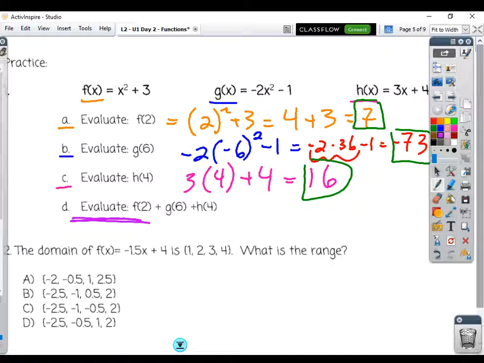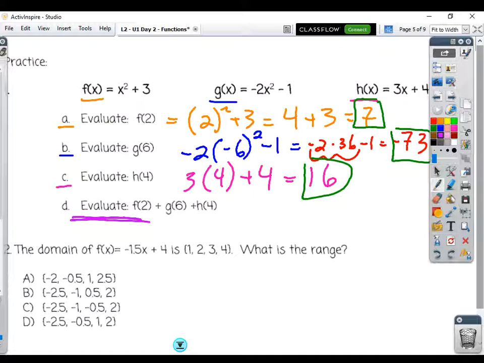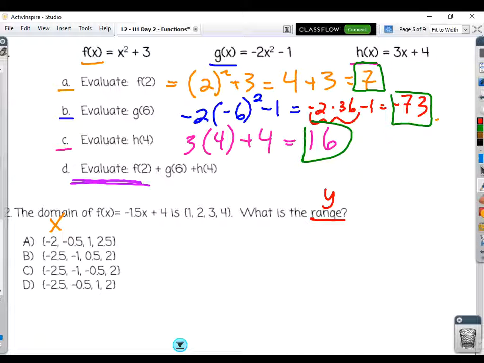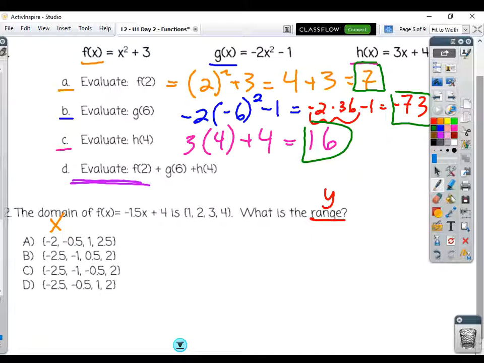So pretty self-explanatory. What I want to spend some more time on, though, is this last question, because this last question really makes you think about how domain and range play a role here. So remember, your domain is all of your x values, and the range is all of your y values. So it's really important that we're now finding our y values given the domain. So let's think about how we use our domain.